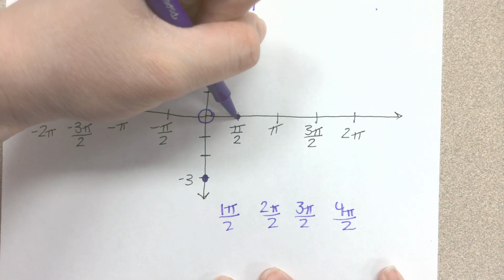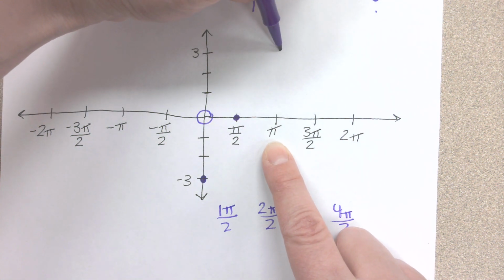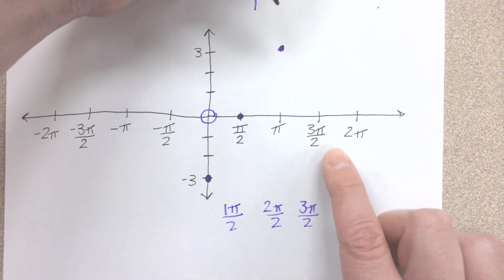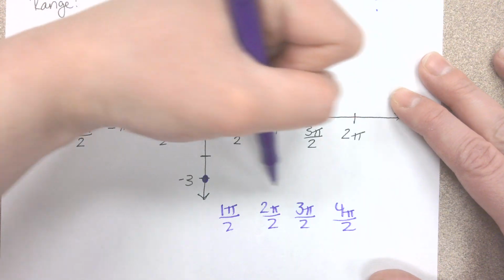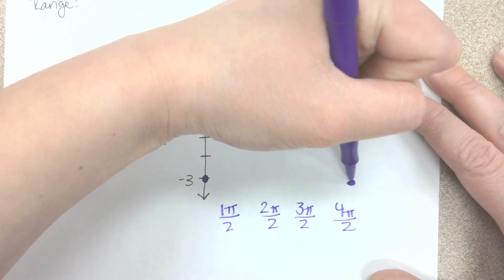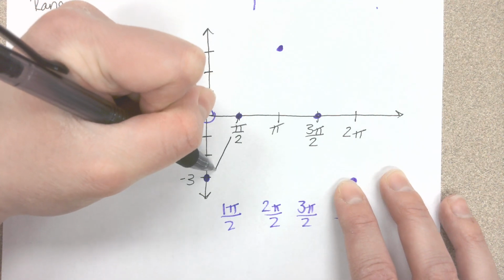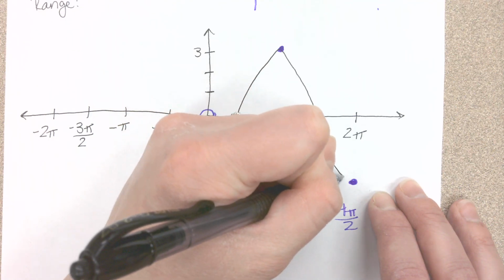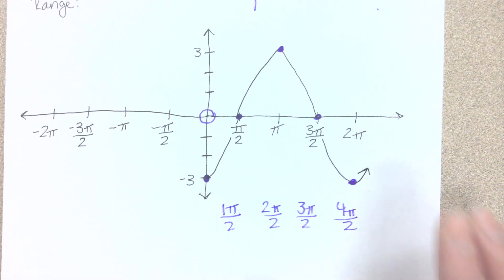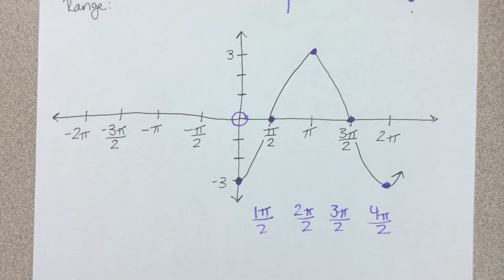Next interval to the right, we're at the midline. Second interval, we're up at the maximum, which is at +3. Third interval, we're back down at the midline. Fourth interval, we are back down at the minimum of -3. There's half of our graph, the right half. And let's go to the left and finish it off.